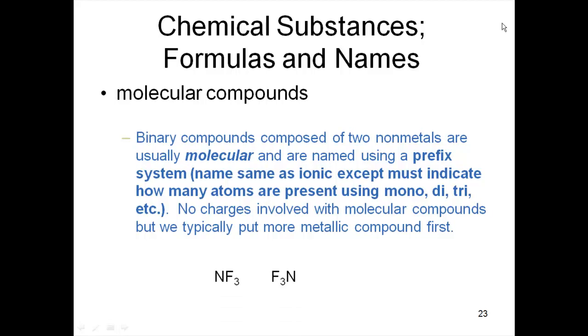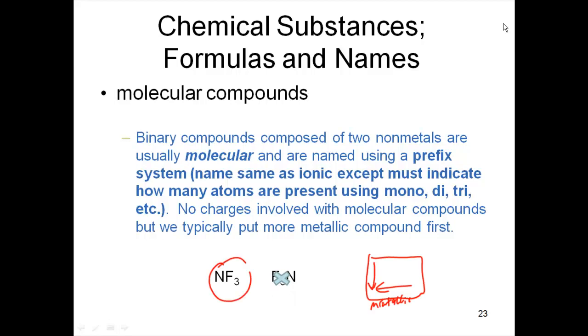Well, what we tend to do is on the periodic table, there's a trend. You got a trend for metallic character, where it increases going down and to the left. The more metallic species is written first by trend. So in this case, I got NF3 versus F3N. Nitrogen is more metallic than fluorine, so therefore we would not write it as F3N. We would write it as NF3. That's how we would write that formula.